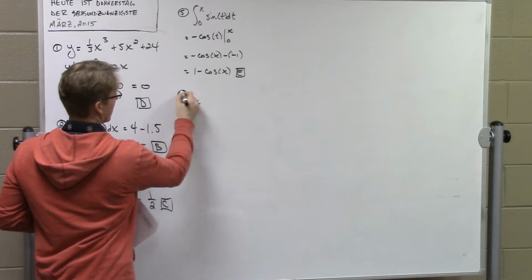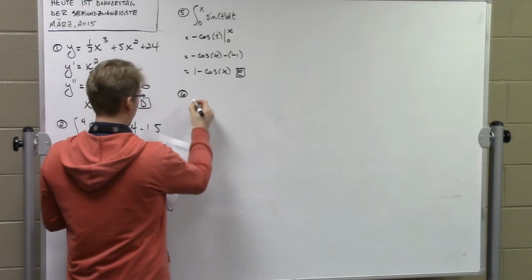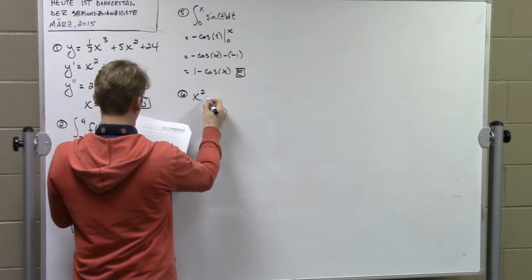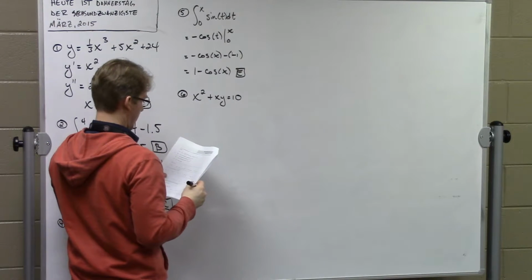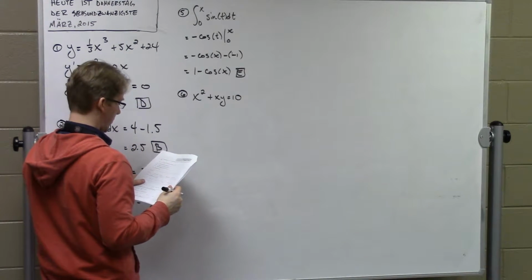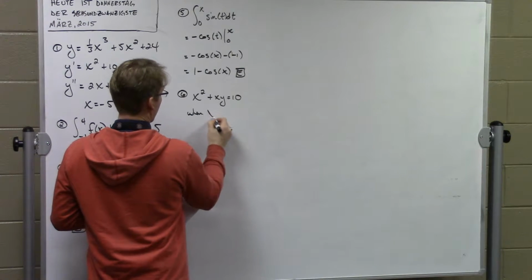Alright, 6. Oh, who doesn't love 6? I've never seen this. x squared plus xy is equal to 10, then when x equals 2, dy/dx equals... Okay.